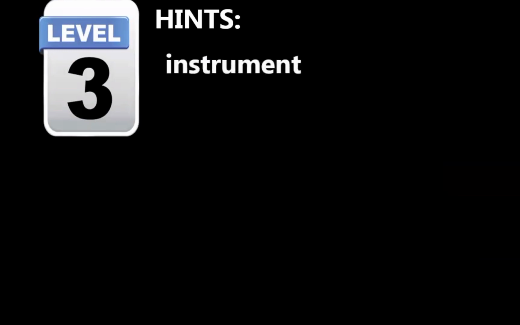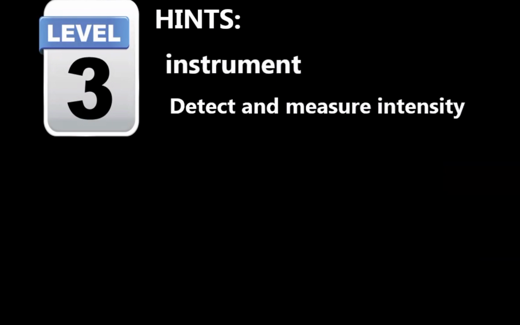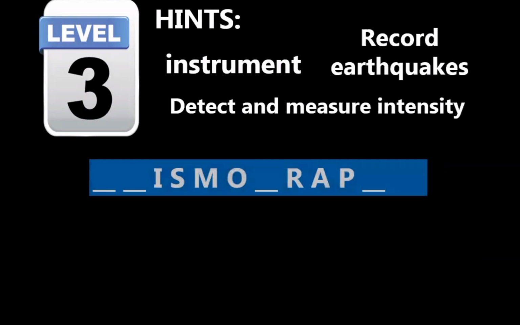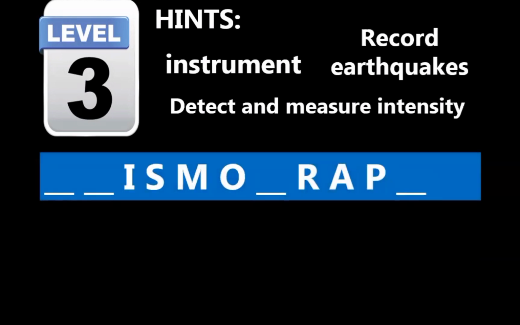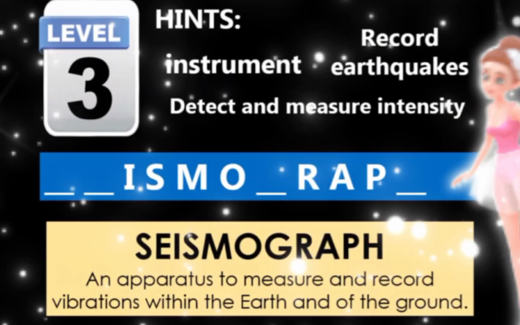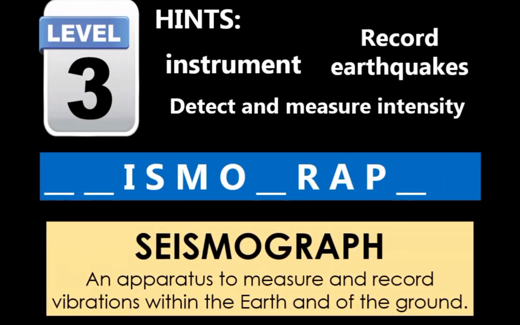Level 3. Here are the hints. Instrument, detect and measure intensity, record earthquakes. What is the mystery word? Incredible! The mystery word is seismograph, an apparatus to measure and record vibrations within the earth and off the ground. Seismograph.